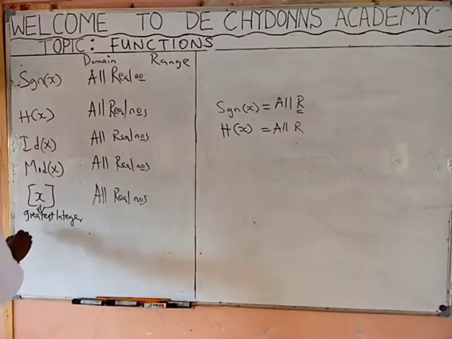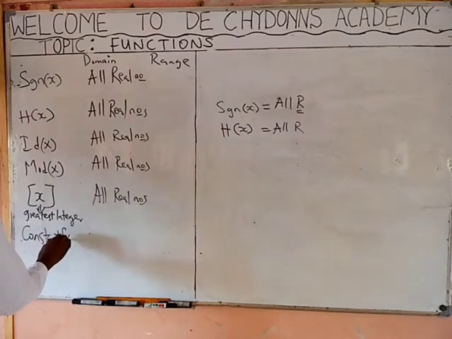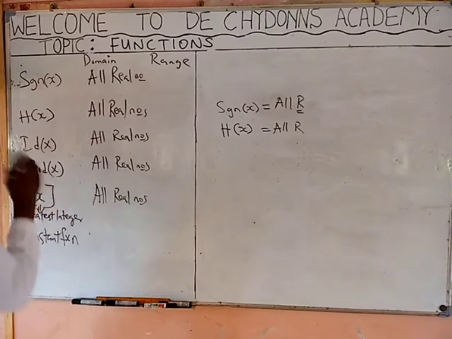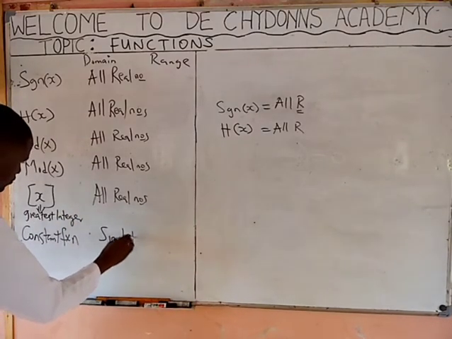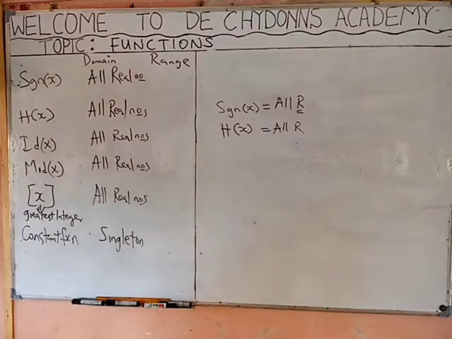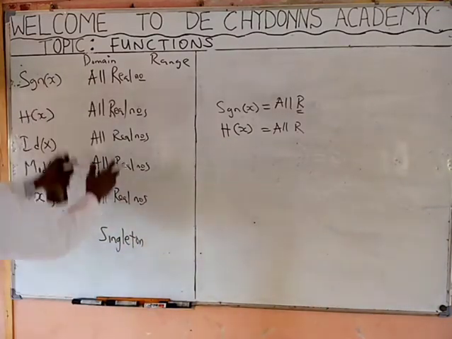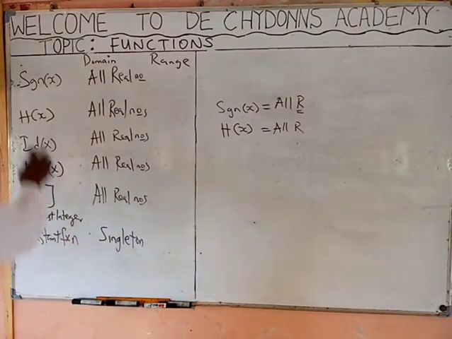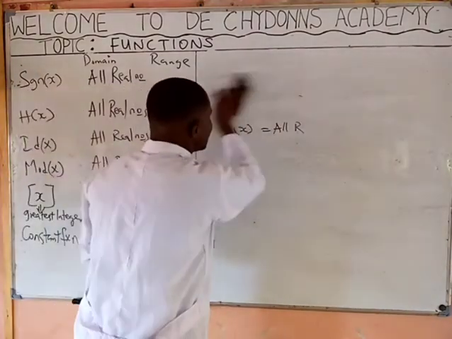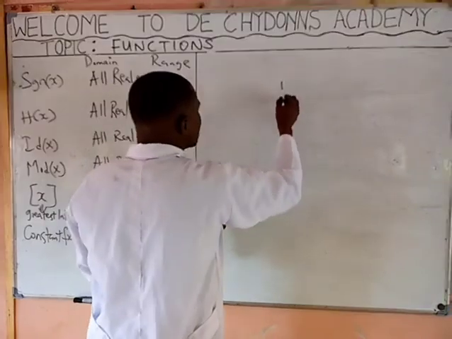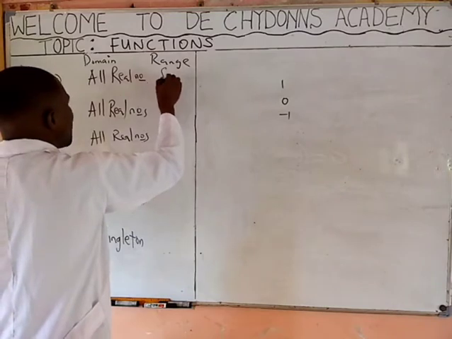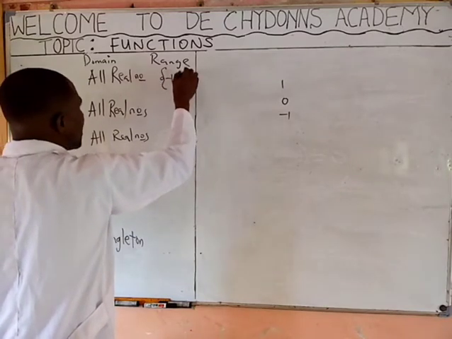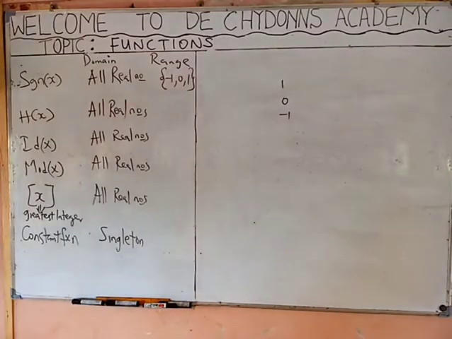But when they ask, what is the domain of a constant function? The domain is one value, that is, a singleton. Now, what about the range? Please note this table I wrote down. Range of the sigma function: remember that the sigma function is defined by 1, 0, and minus 1. So the range of the sigma function is minus 1, 0, and 1. That is the range.